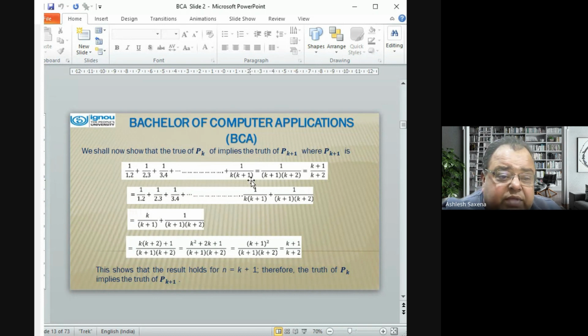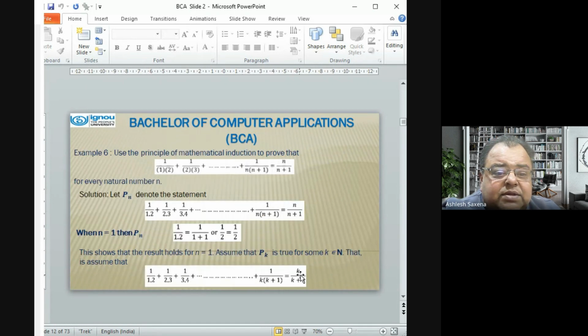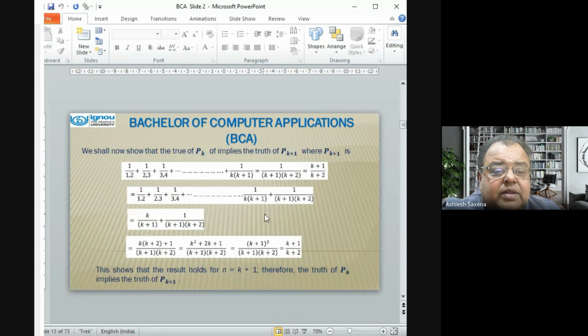Now, you have the value of this part. I'm talking about this part. Your value is k upon k plus 1. Replace it, plus 1 upon k plus 1 into k plus 2. When you take the LCM of it, you will get k plus 1 into k plus 2, and in the numerator, you will get k into k plus 2, plus 1. Add up.